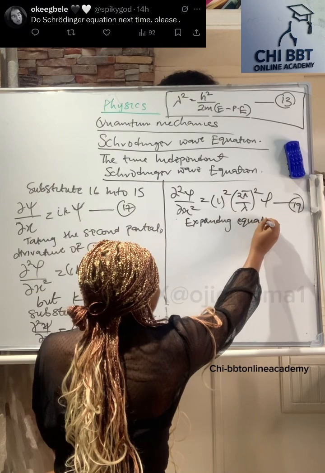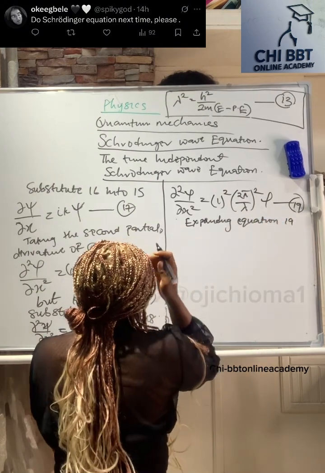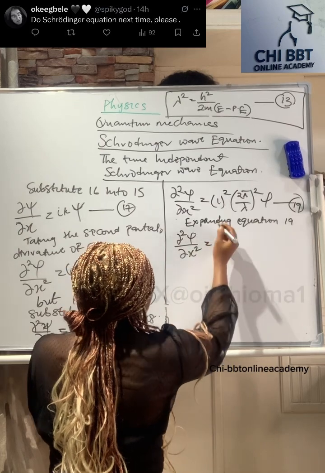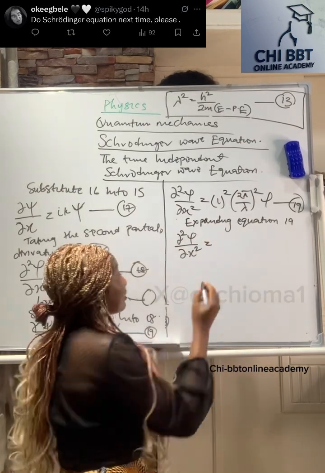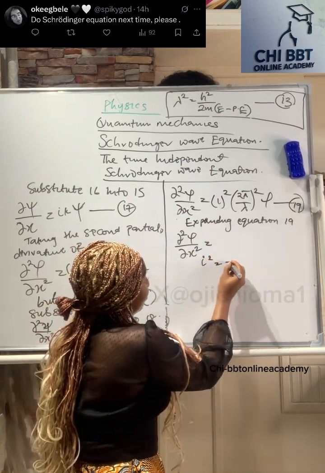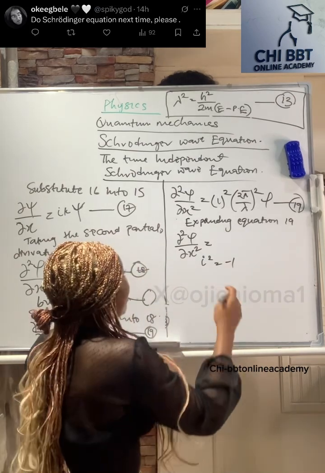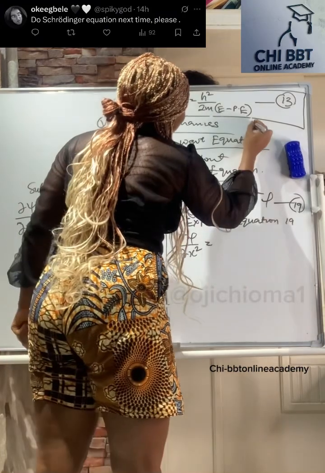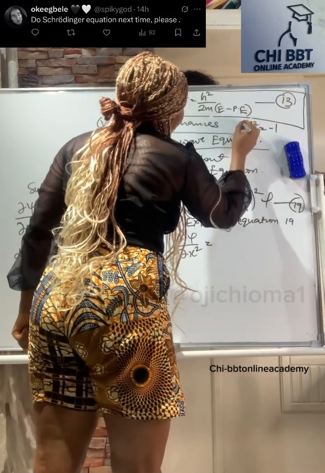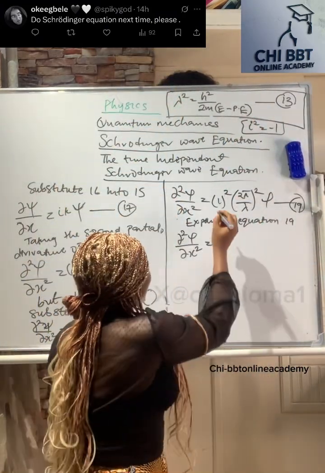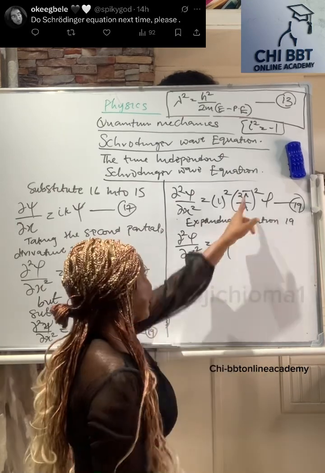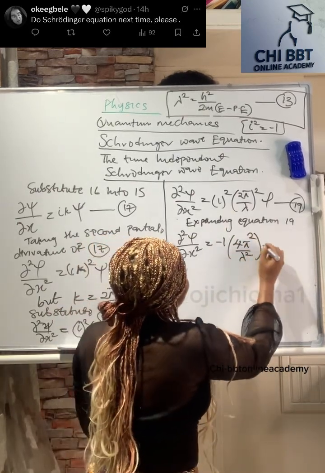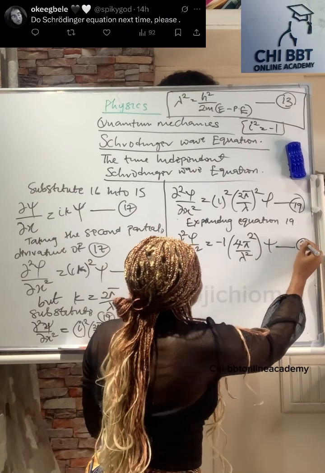To expand equation 19, second partial derivative with respect to x squared equals, first of all, let us note the identity: i raised to power 2 is equal to minus 1 in complex numbers. Substitute it there. Note this for complex numbers. Then we put minus 1. Expanding this, we have 4 pi raised to power 2 over lambda raised to power 2, times the wave function. This is equation 20.